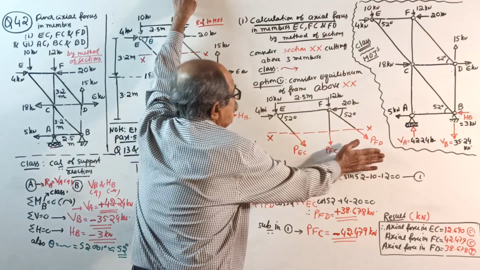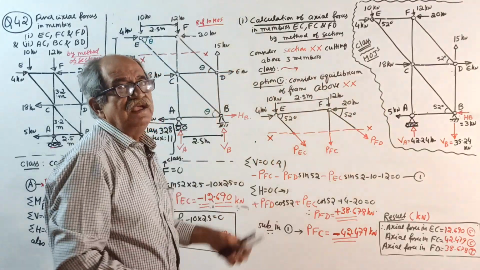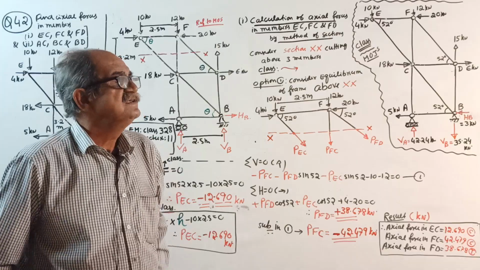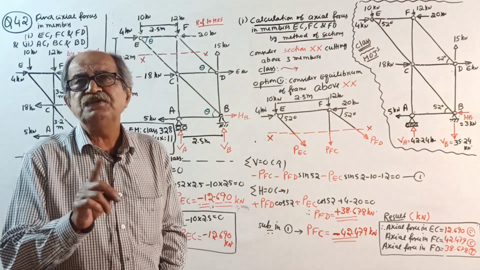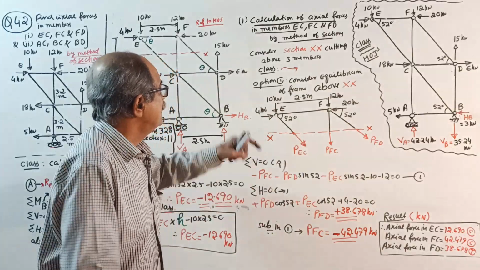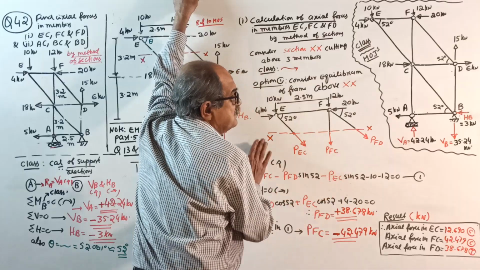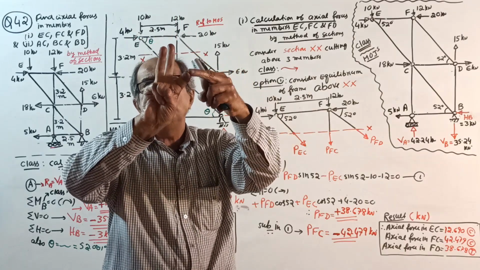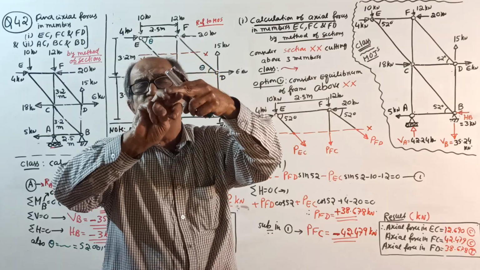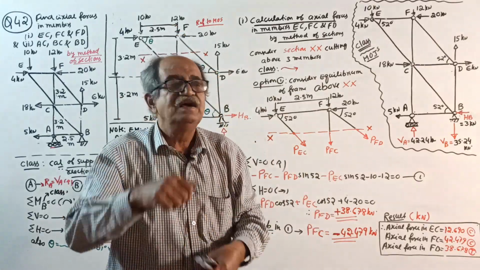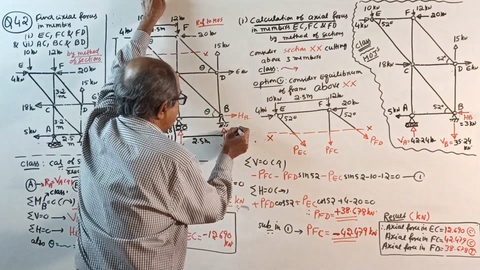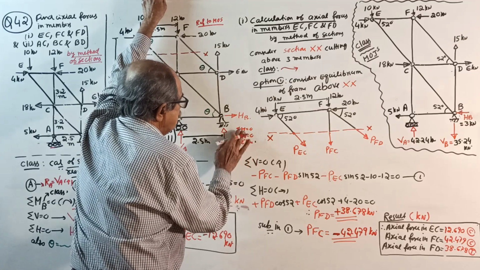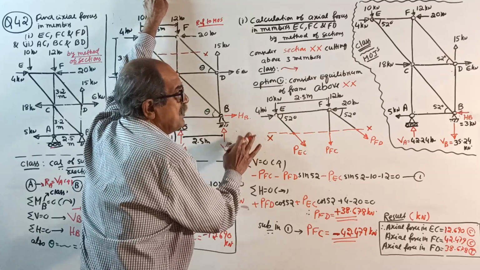Now, this is a coplanar force system, not concurrent. In method of joint, you consider a concurrent force system, only two conditions, sigma V and sigma H. Sigma M is not applicable. But in method of section, we are considering a coplanar force system. So three equilibrium conditions are available: sigma H equals 0, sigma V equals 0, sigma M equals 0. But when you apply reverse order, first sigma M equals 0, then sigma V equals 0, then sigma H equals 0. Reverse order is always better.